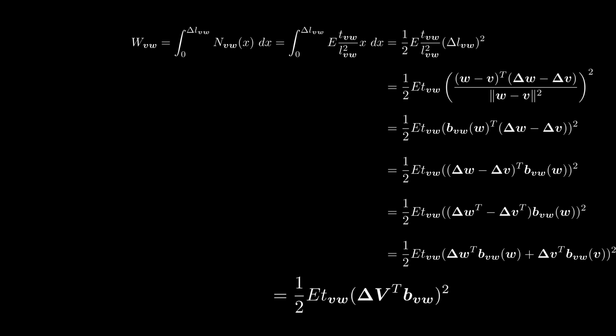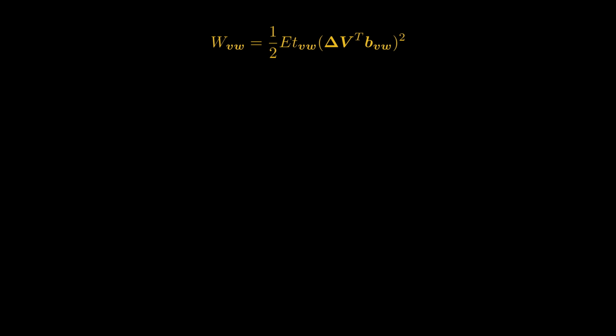After a few simplifications, we obtain that the work carried out by the bar connecting the nodes V and W is given by 1/2 multiplied with E multiplied with t_VW and the square of the scalar product of delta capital V and b_VW. To obtain the work carried out by the whole truss, we have to sum this term up, and this for all nodes V and W in the truss. Note that the set of all nodes is denoted here by N. Note also that we call this work C_F of t, which stands for the compliance of the truss with the volumes from the vector t under the load F.